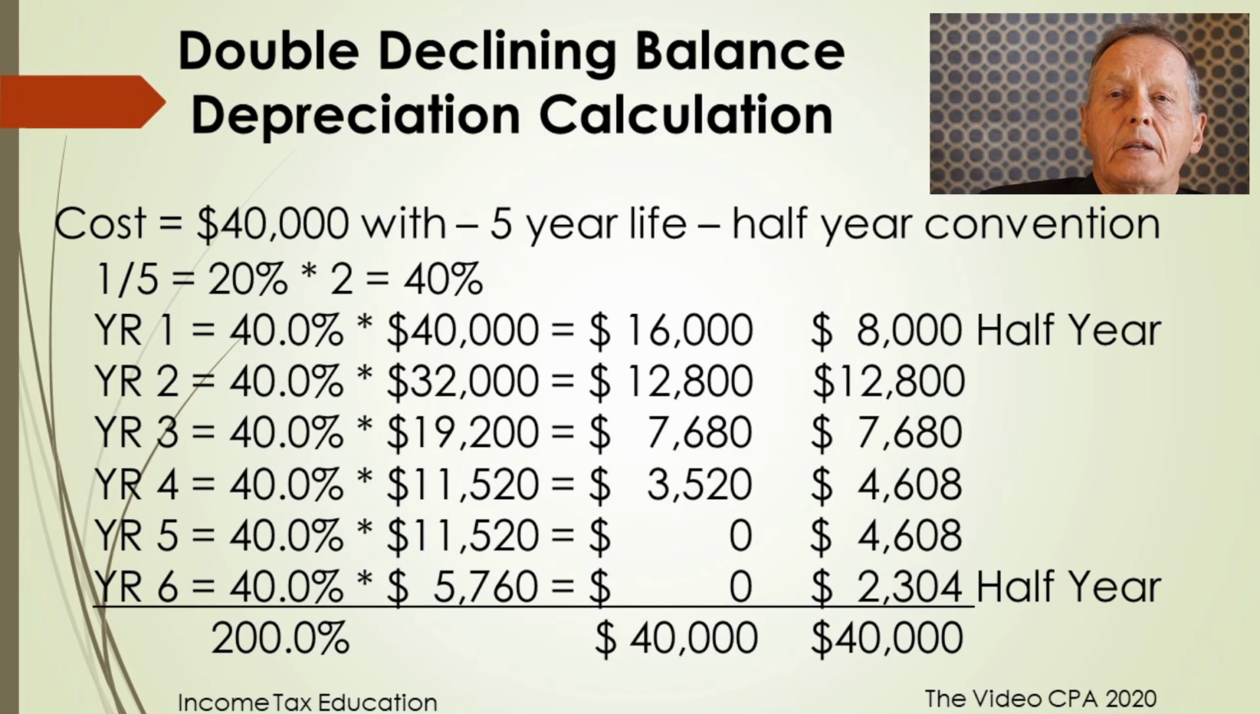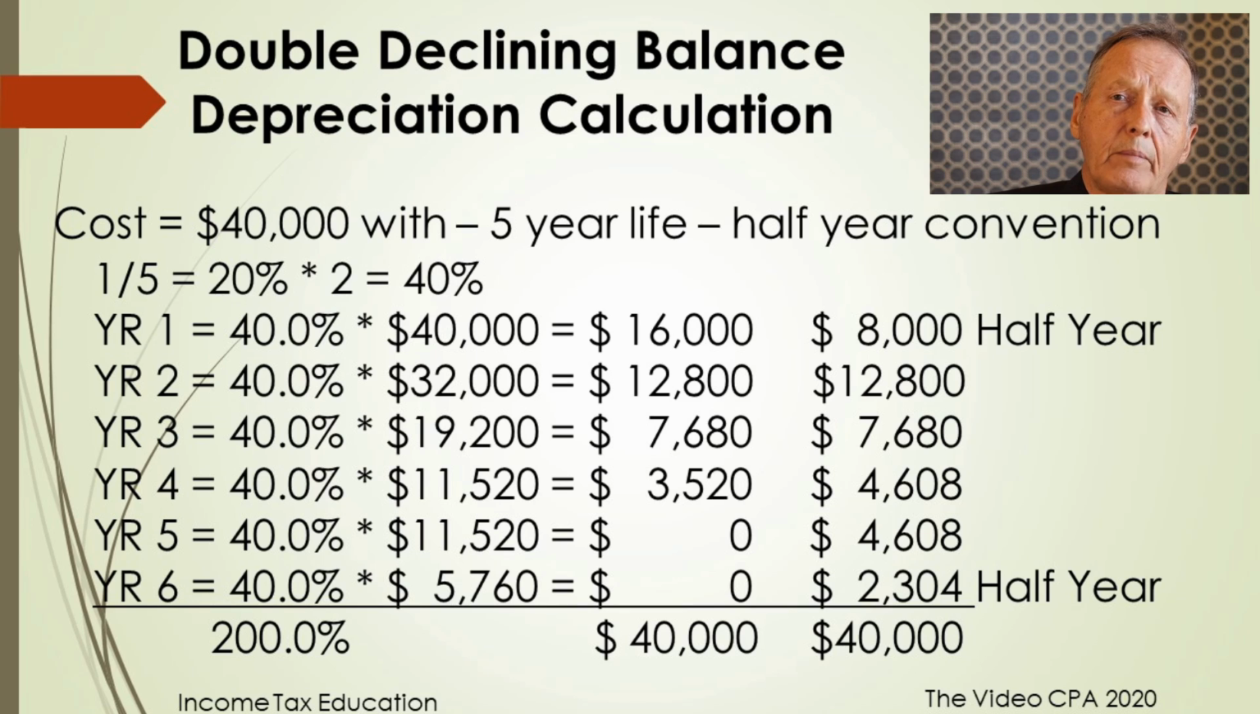Double declining balance is used a great deal, and it's used for all your equipment, for your automobiles, for horses, cows, trucks, whatever you might think about. So the cost, again, $40,000, 5-year life, and half-year depreciation.